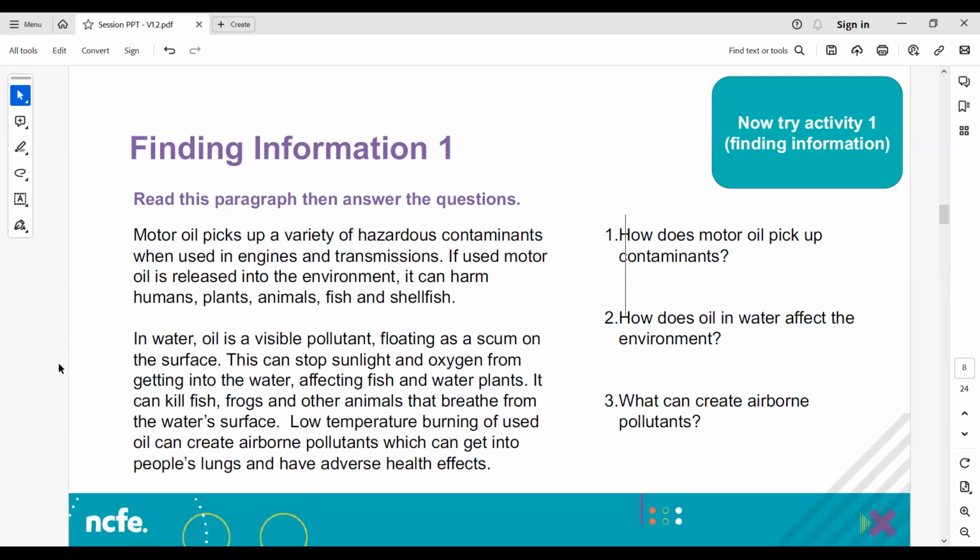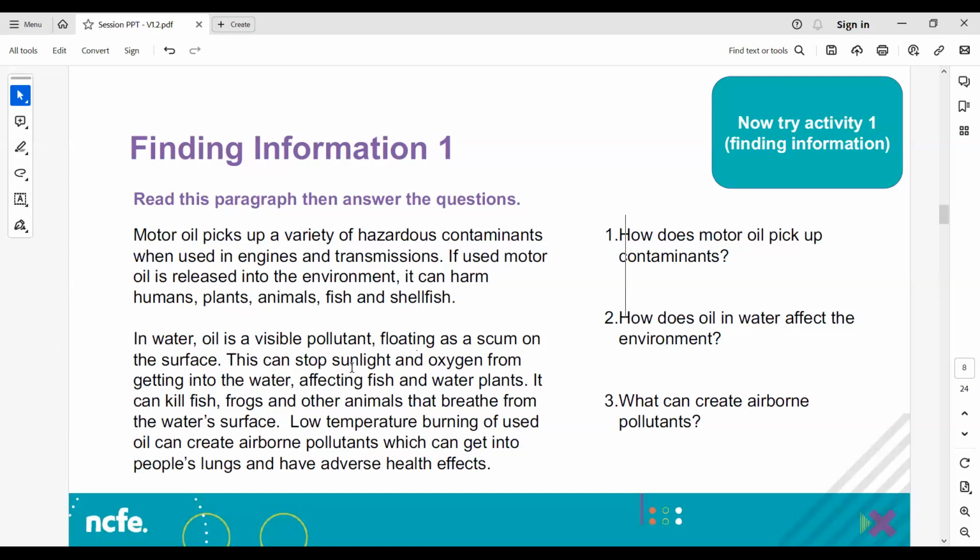It prevents it from sunlight and oxygen. Good. So we found oil and it tells us what it looks like, but the question is how it affects the environment. So well done. We need to go on to the next sentence to find the answer.